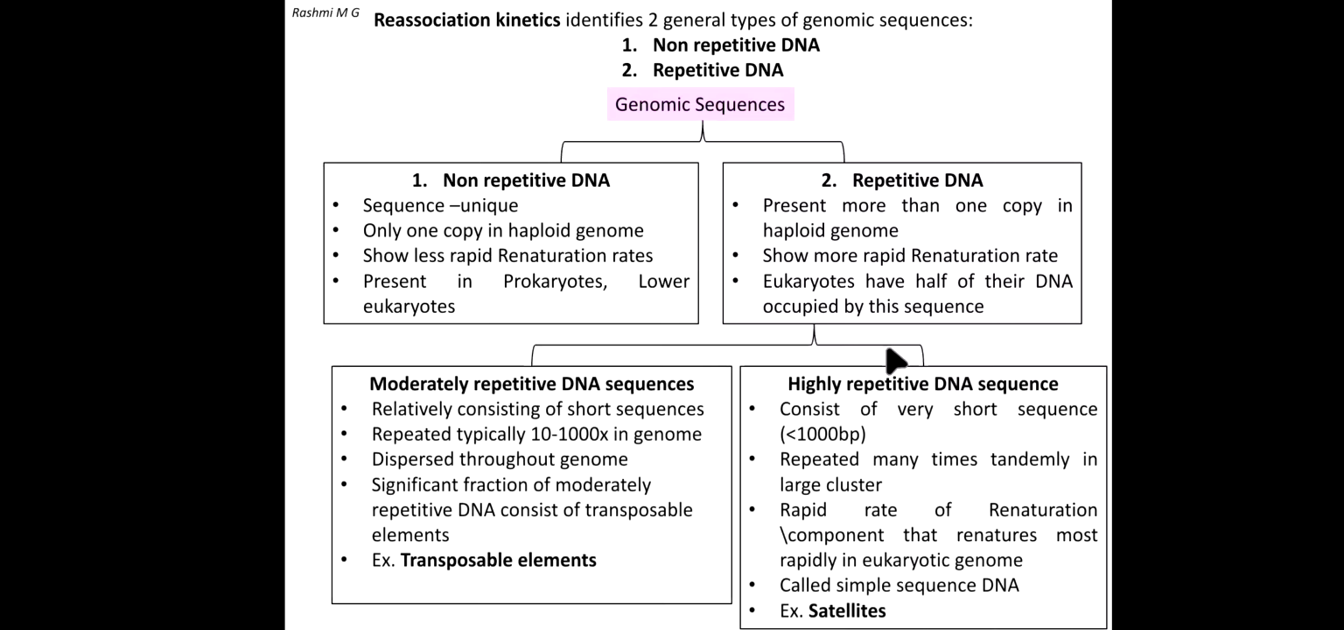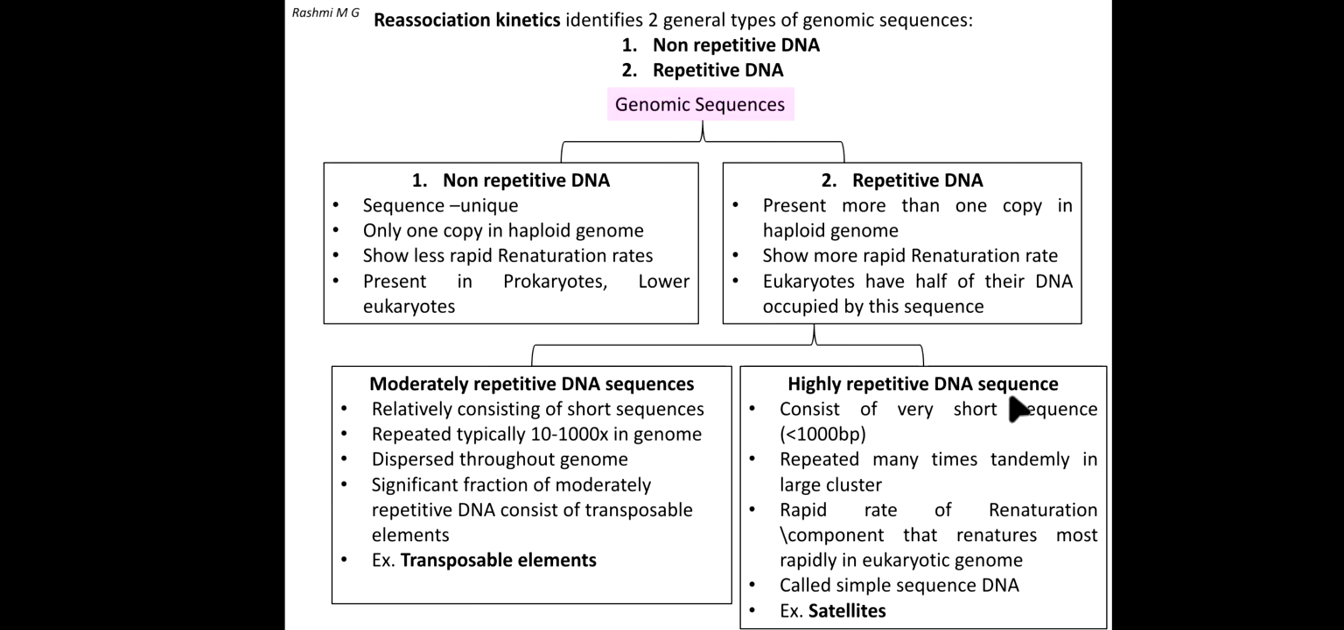Under repetitive DNA there are two types: moderately repetitive and highly repetitive. Moderately means partial. Highly means more of the DNA sequence is repeated. Moderately repetitive DNA sequences consist of relatively short sequences. They are repeated typically 10 to 1000 times in the genome. They are dispersed throughout the genome. A significant fraction of moderately repetitive DNA consists of transposable elements. So an example of moderately repetitive DNA sequences is transposable elements. We will come across transposable elements in future classes.